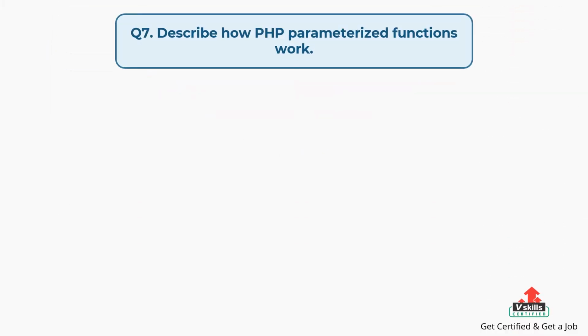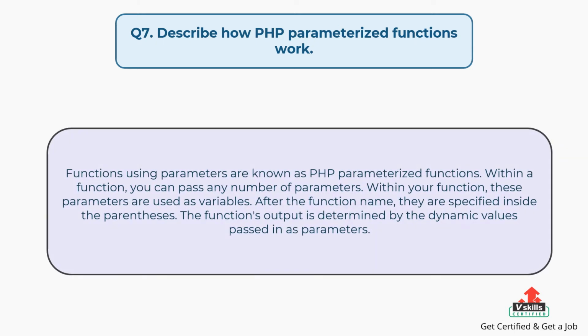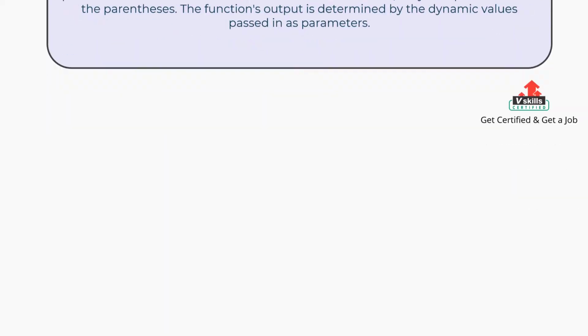Question number 7. Describe how PHP parameterized functions work. The answer is: functions using parameters are known as PHP parameterized functions. Within a function, you can pass any number of parameters. Within your function, these parameters are used as variables. After the function name, they are specified inside parentheses. The function's output is determined by the dynamic values passed in as parameters.